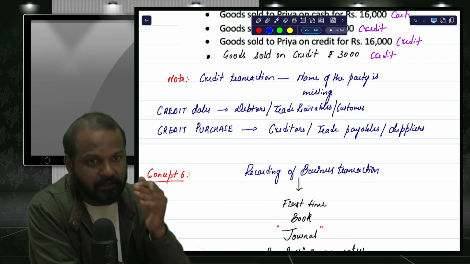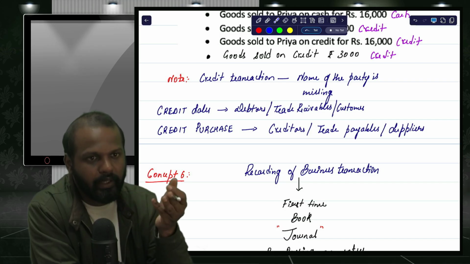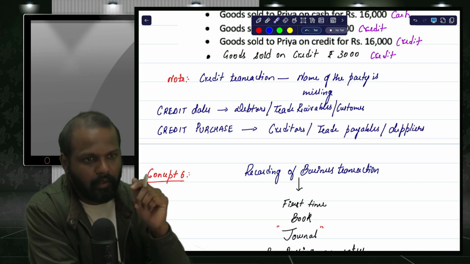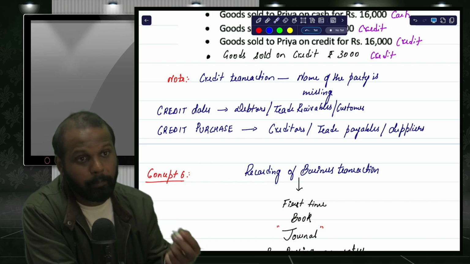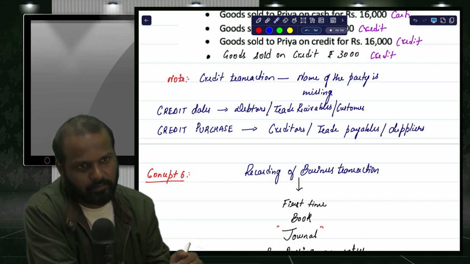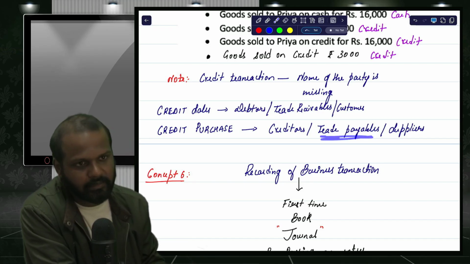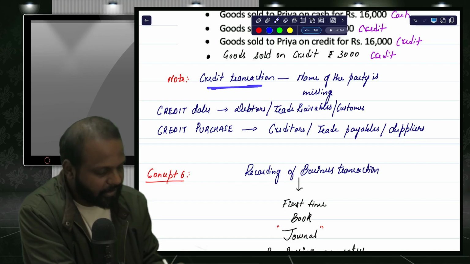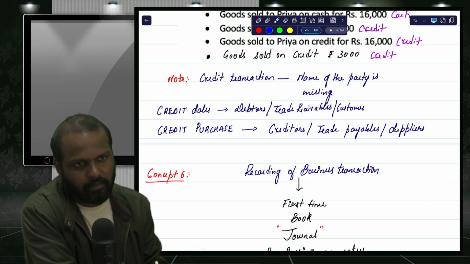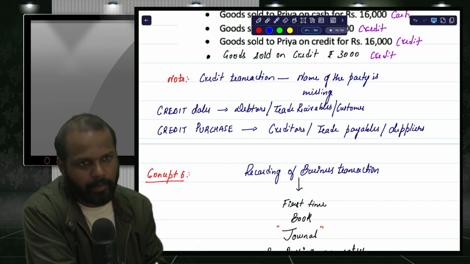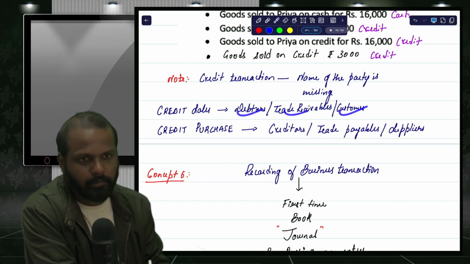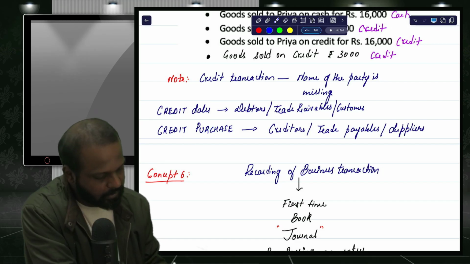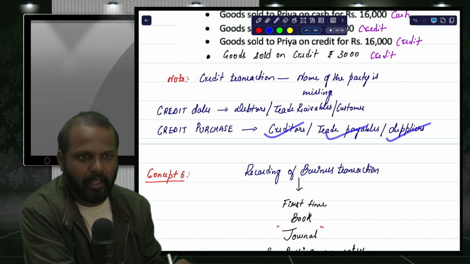Suppose you purchase goods on credit, but you don't know the name of the supplier. Then you can use the name creditors. Creditors means the supplier of the goods to whom we have to pay the money. Or you can say trade payables or supplier account. So whenever there is a credit transaction but the name of the party is missing, then you should use some common, general name. For credit sales, debtor, trade receivable or customer. For credit purchases, creditors, trade payables or supplier. Any of the names you can use.